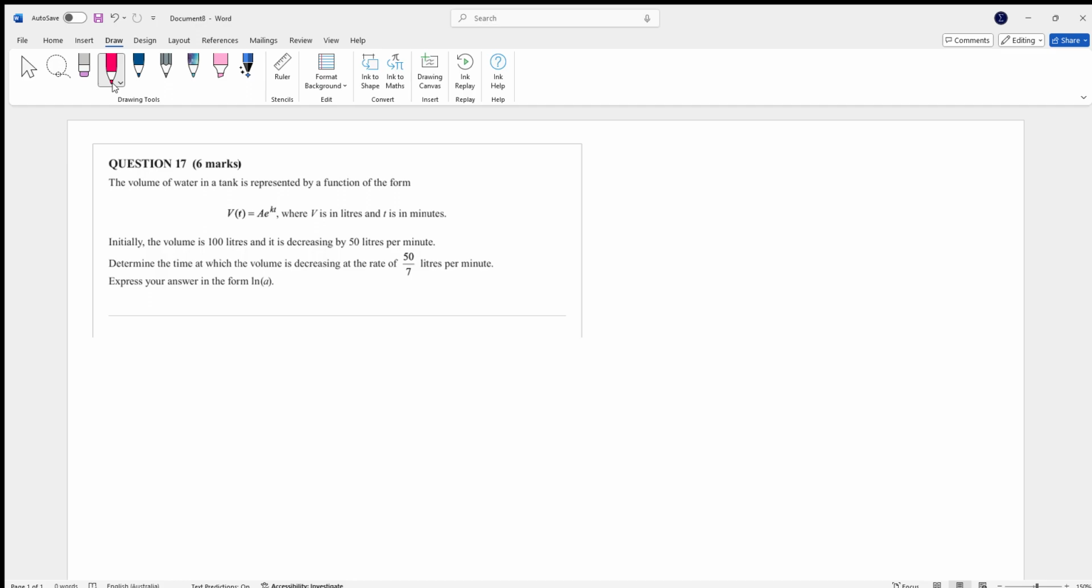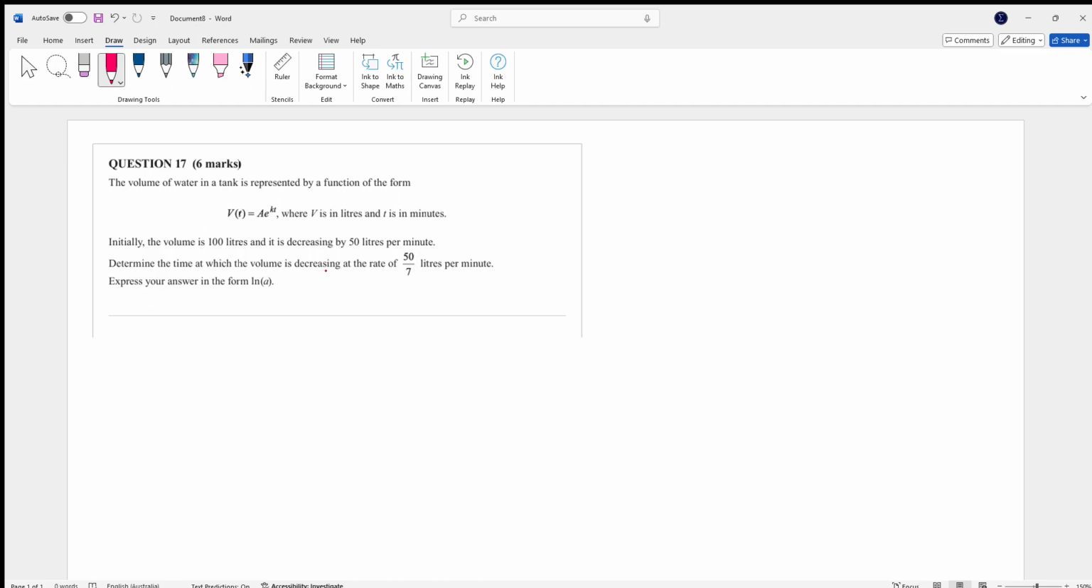Okay, question 17, worth 6 marks. The volume of water in a tank is represented by a function of the form V of t equals A e to the kt, where V is in liters and t is in minutes. Initially, the volume is 100 liters and it's decreasing by 50 liters per minute. Determine the time at which the volume is decreasing at a rate of 50 over 7 liters per minute. Express your answer in log form.